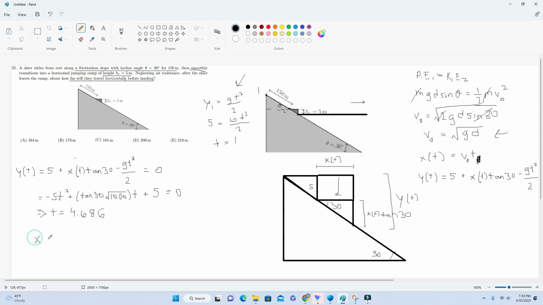So we can say that x, or we don't even need x of t. We can just say x, right? Our distance horizontally is equal to our initial velocity, which, as we said before, is root 1500, root of 10 times root 150, times 4.686. Which, if we multiply out, once again, just plug it into your calculator, we should get that x is about 181 meters. Answer choice C.